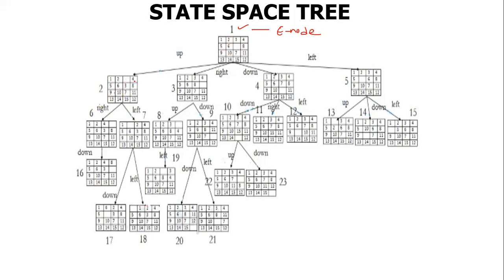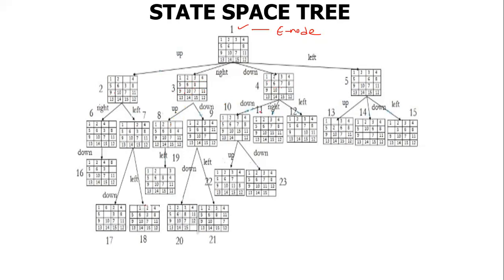Whenever the space moves towards right, this is the state. Whenever the space moves towards left, this is the state. In the same way, here also the third node generates two states, that is 8 and 9.